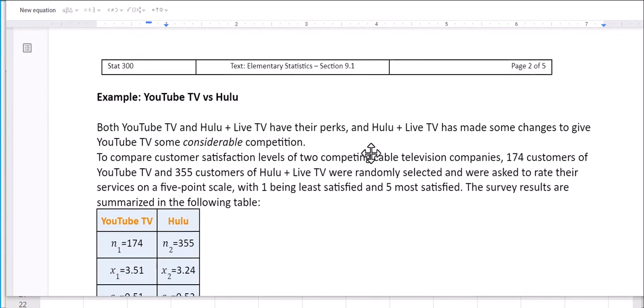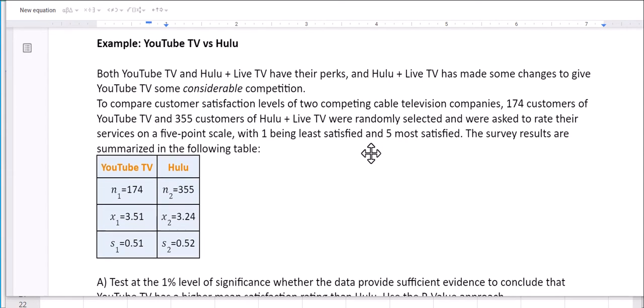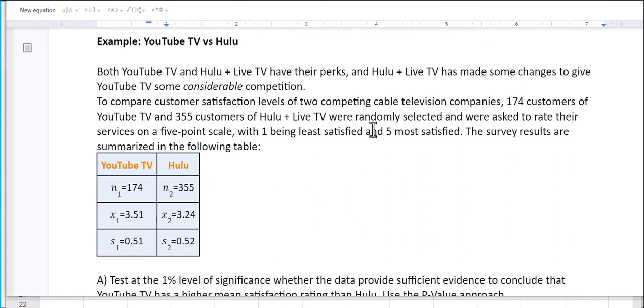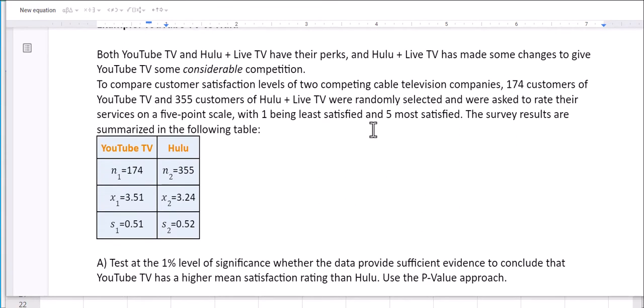Okay, let's try an example. YouTube TV versus Hulu. So both YouTube TV and Hulu Plus Live TV have their perks, and Hulu Plus Live TV has made some changes to give YouTube TV some considerable competition. To compare customer satisfaction levels of two competing cable television companies, I really should have said streaming services, 174 customers of YouTube TV and 355 customers of Hulu Plus Live TV were randomly selected and were asked to rate their services on a 5-point scale, with 1 being least satisfied and 5 being the most satisfied.